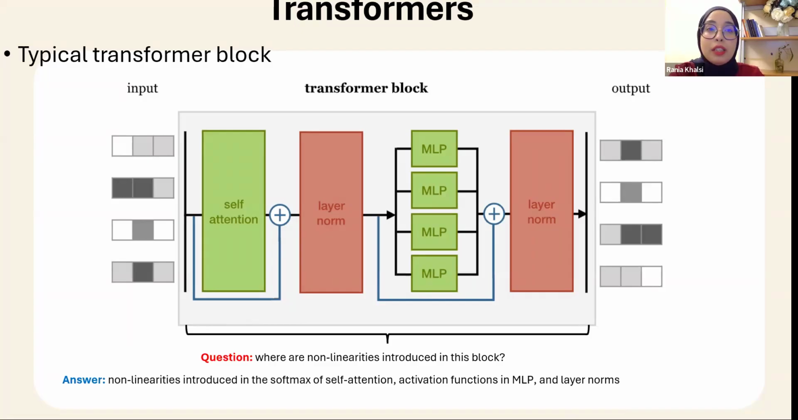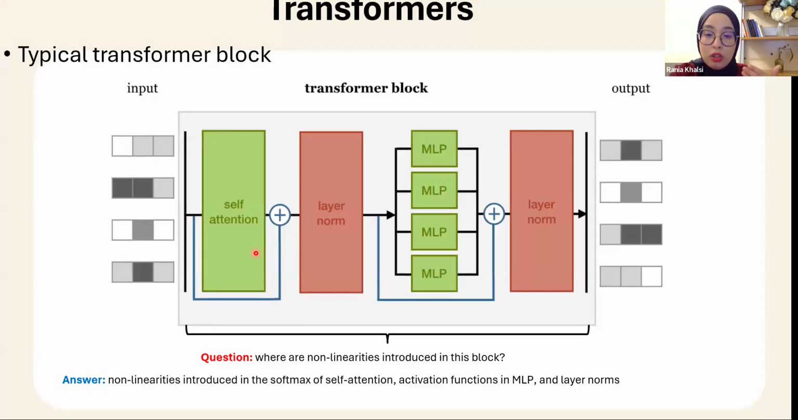So nonlinearity is mainly introduced through the activation functions. For example, we have softmax. Softmax is the activation function that introduces nonlinearity when we convert raw attention scores into probability values. Okay, so it's very important to mention. But this is not the only one.